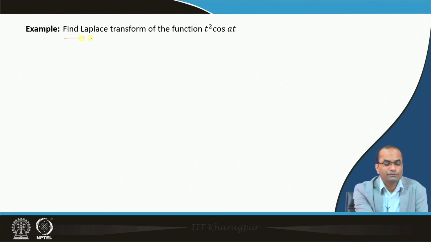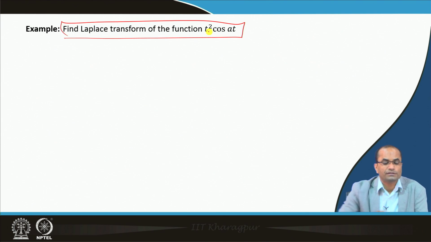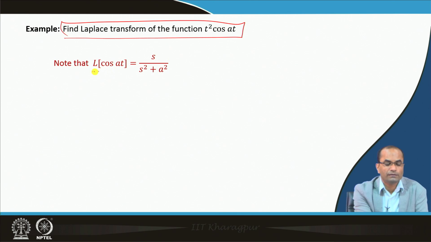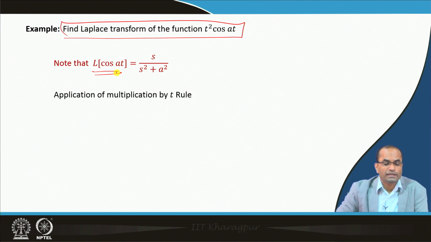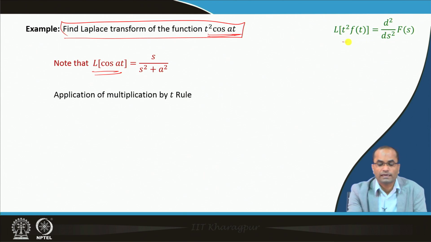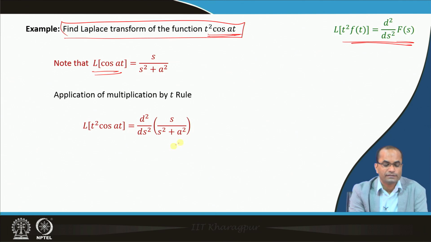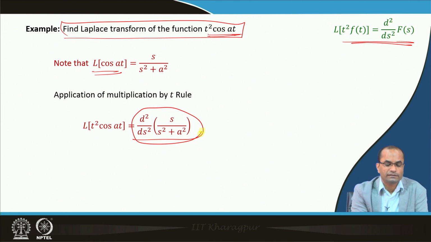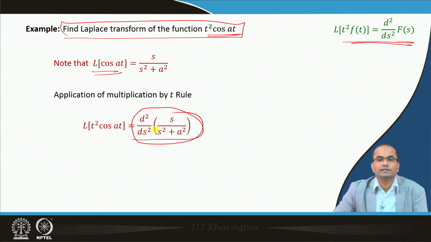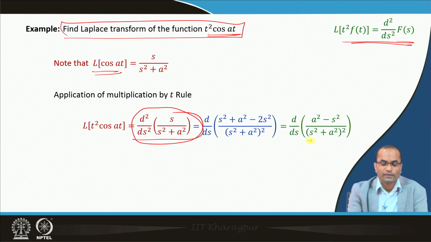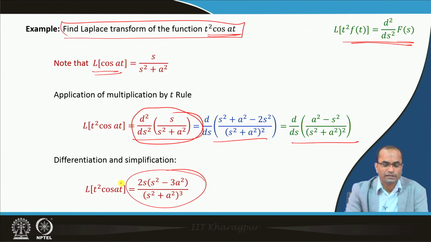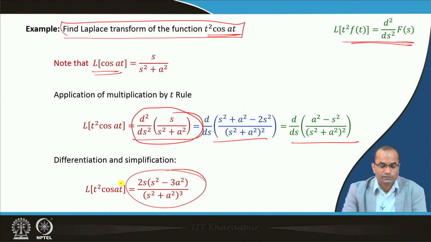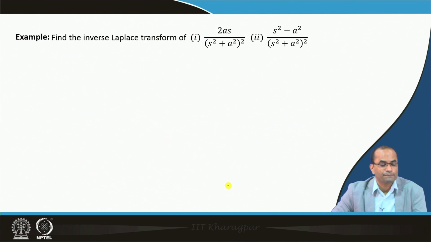Here we want to find, for instance, the Laplace transform of t square cos at. We know the Laplace transform of cos at, and then we apply this rule 2 times, or directly d square F over ds square. We just have to take the derivative of s over s square plus a square, which is simple, twice. On simplification we get 2 s cube minus 3 a square s divided by s square plus a square power 3.